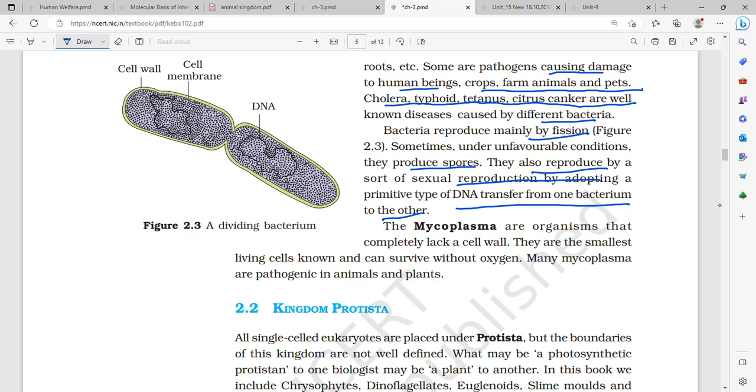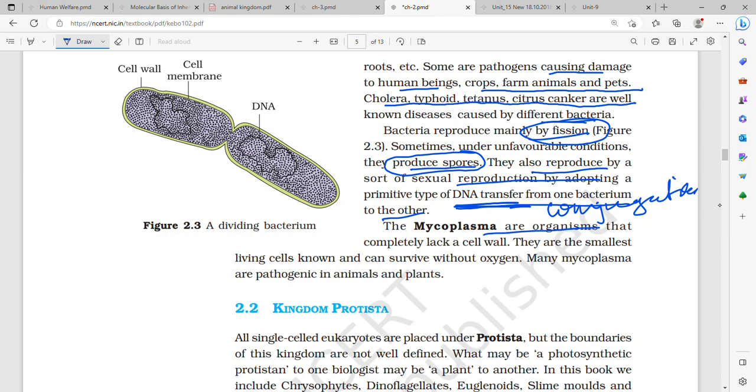They mainly reproduce by fission, but under unfavorable condition they produce spores. So mainly asexual reproduction, fission, takes place, but under unfavorable condition they produce spores. They can also reproduce by a sort of sexual reproduction by adopting a primitive type of DNA transfer from one bacterium to another.